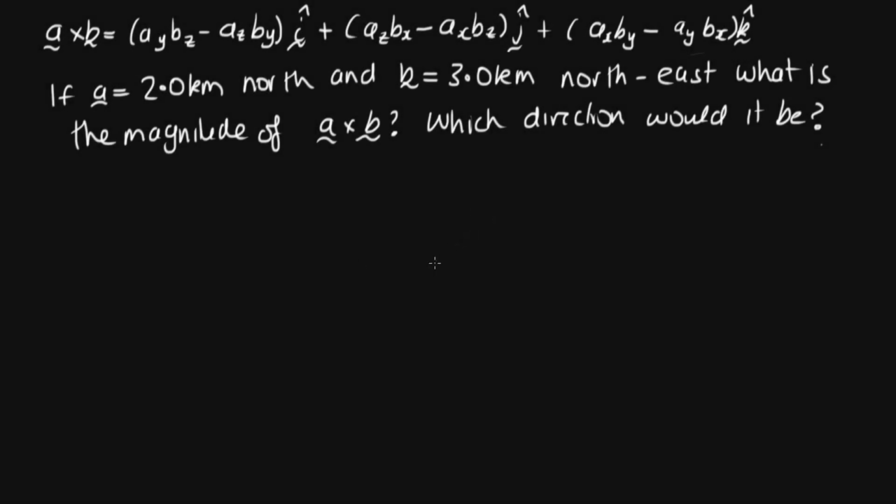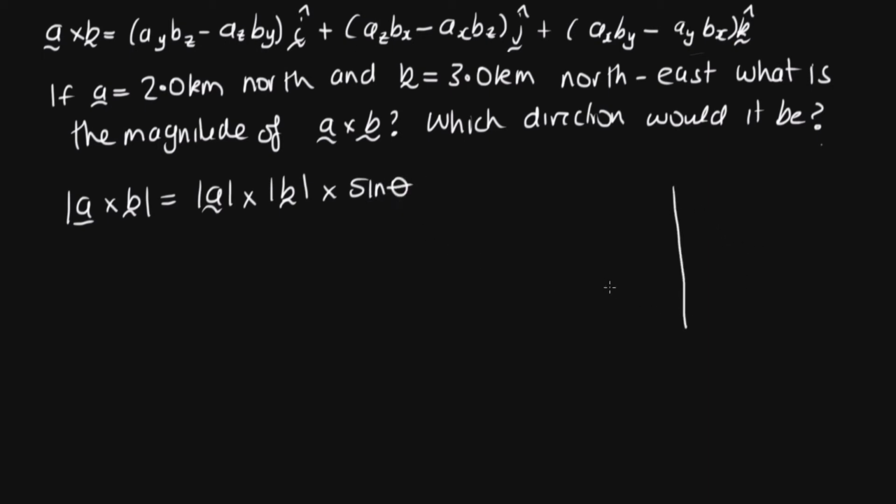So our next example, if A is 2 kilometers north and B is 3 kilometers northeast, what is the magnitude of A cross B and which direction would it be? Okay, so the magnitude of A cross B is equal to the magnitude of A times the magnitude of B. This times doesn't represent a cross product now, it's just a normal times sine theta, where theta is the angle between them.